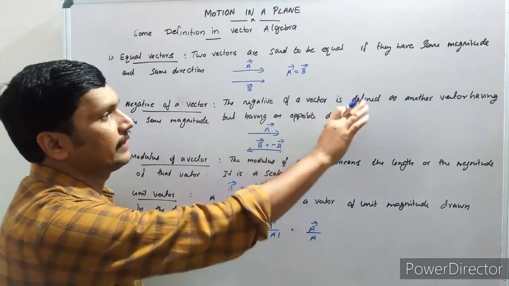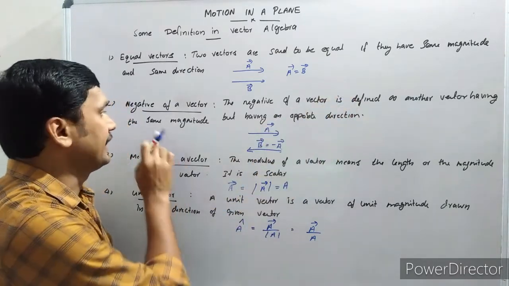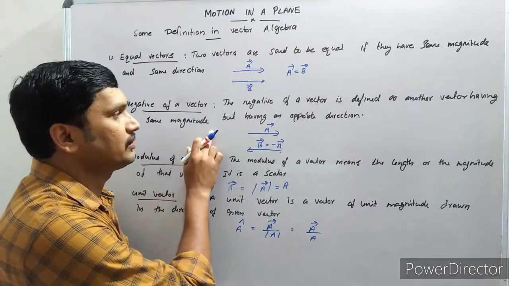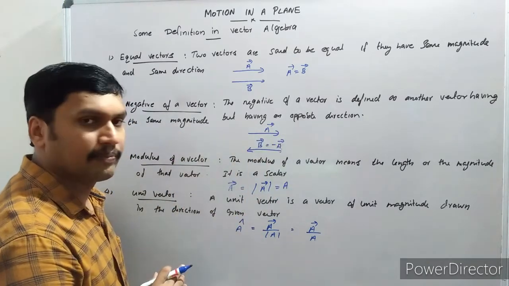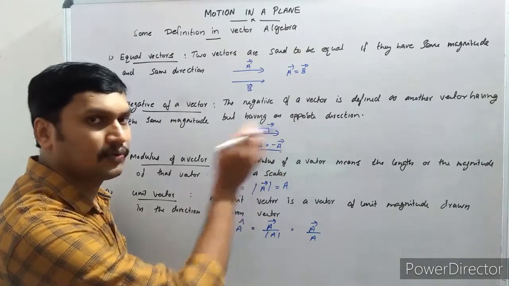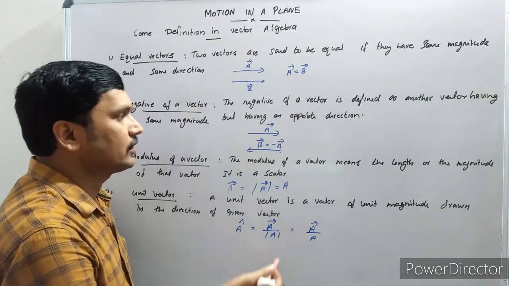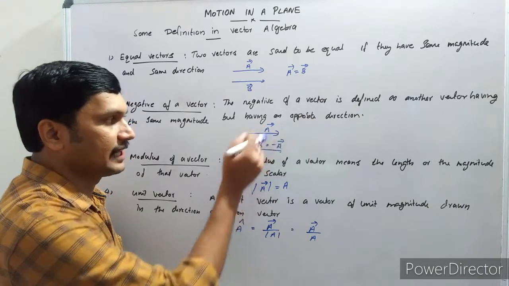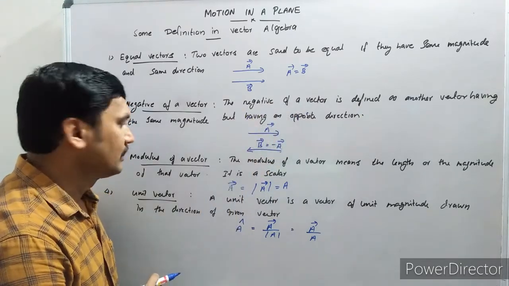The negative of a vector is defined as another vector having the same magnitude but having an opposite direction. So we can say in this way, vector B is the negative of vector A, or the reverse also, that is, vector A is the negative of vector B.